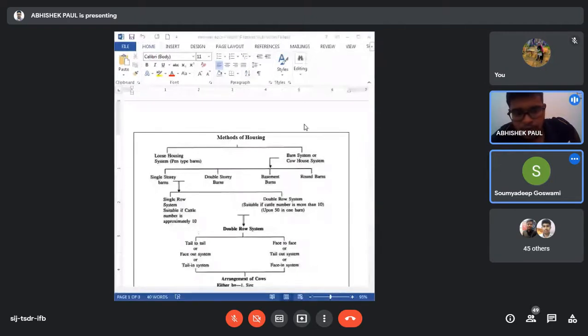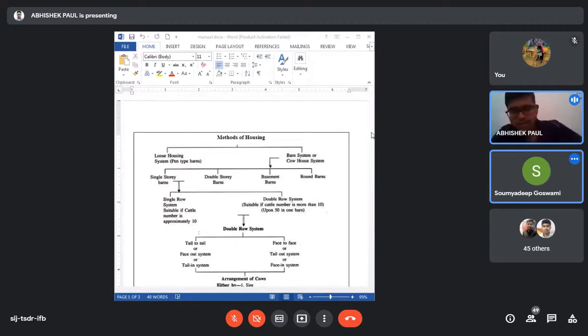Method of housing is of two types. One is loose housing type, and the other one is conventional, or barn, the dairy cattle barn, that is intensive. I hope all of you know what loose housing is, what the advantages and disadvantages of loose housing are. Then the intensive housing system, or conventional or stanchion barn, that is also already explained.